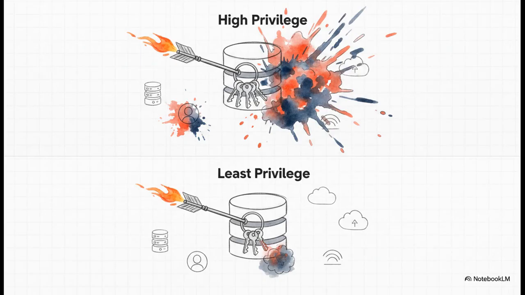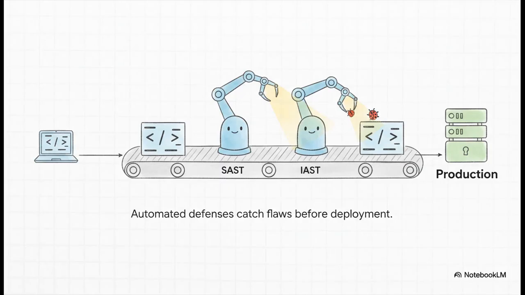Rule number 4 is all about damage control. It's called the principle of least privilege. Basically, your application's account on the database should only have the bare minimum permissions it needs to do its job. If it only reads data, it shouldn't be able to delete tables. This way, even if an attacker finds a flaw, the amount of damage they can do, the blast radius, is way, way smaller.